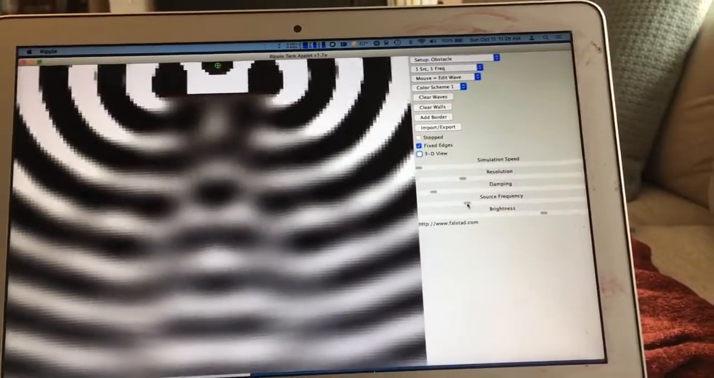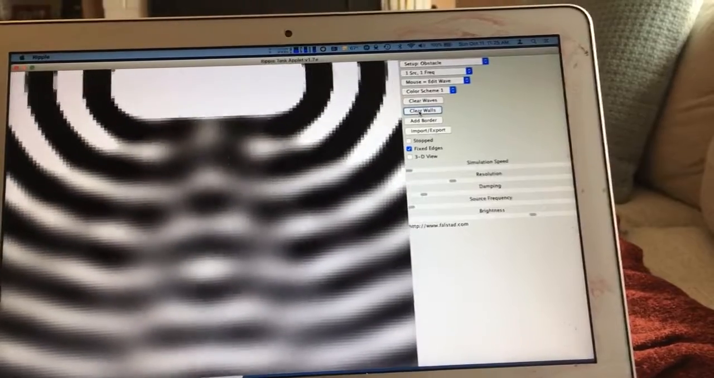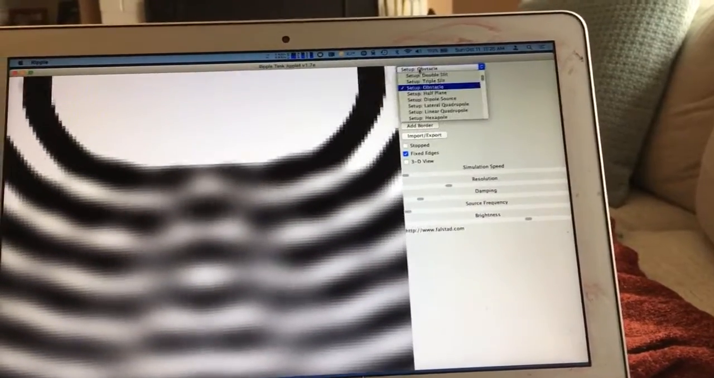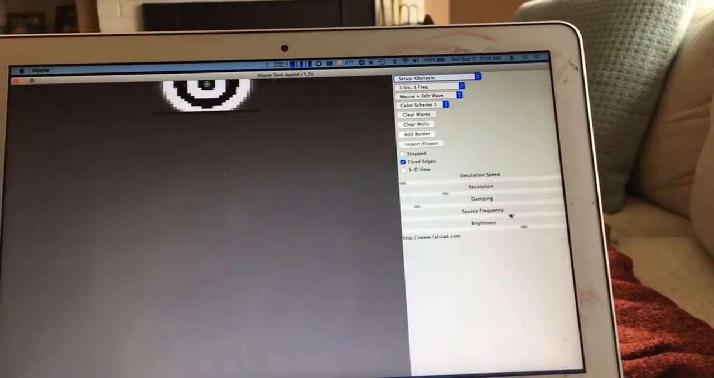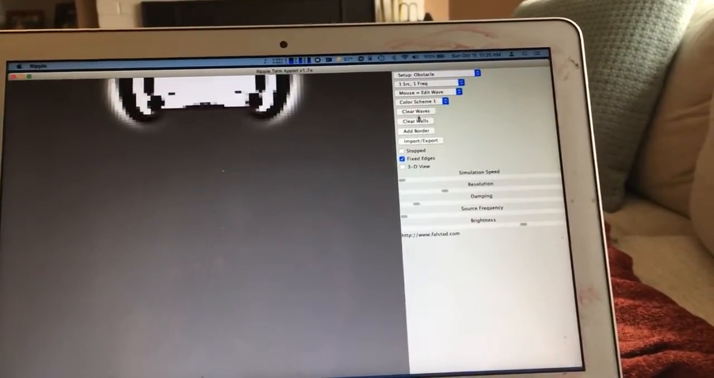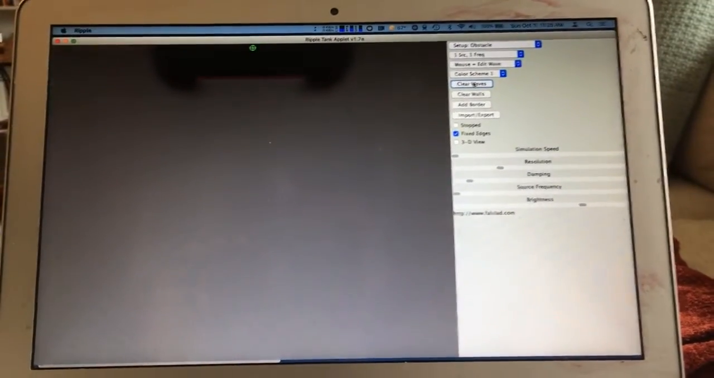And I guess we could go down to even lower frequency, even longer wavelength. Whoops. Oh no, that was a mistake. Okay. Setup obstacle, sorry. Okay, let's get down to very low frequency, clear the waves. I cleared the wall by accident instead of clearing the waves.